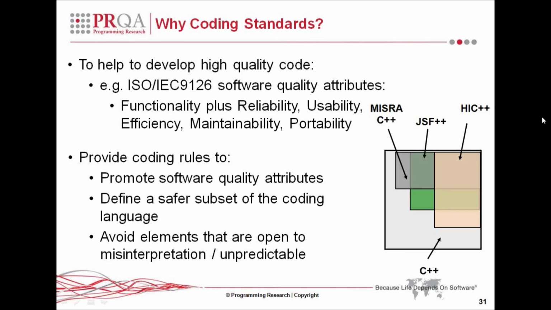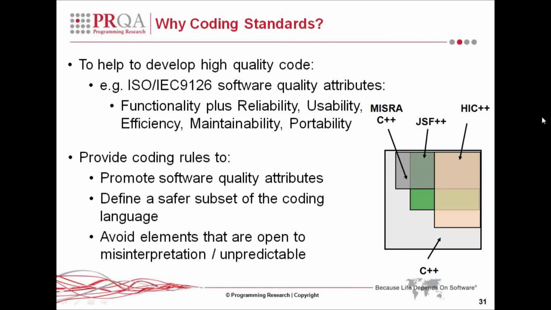Coding rules are used to promote the software quality attributes. They're used to define the safer subset of the coding language. So as we see, we've got the whole of the C++ standard, for example. There's a lot of stuff in there that would be deemed unsafe to use.